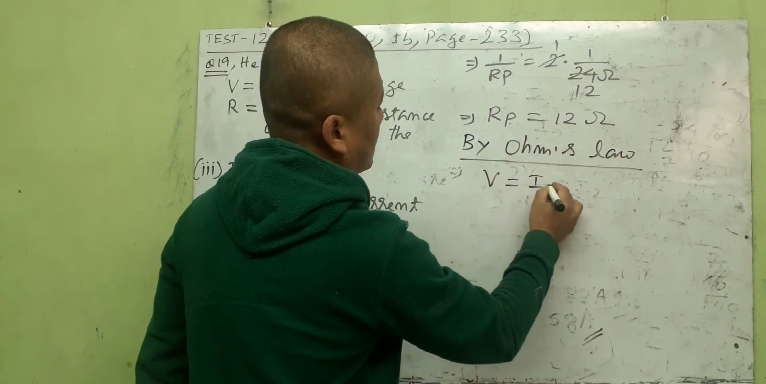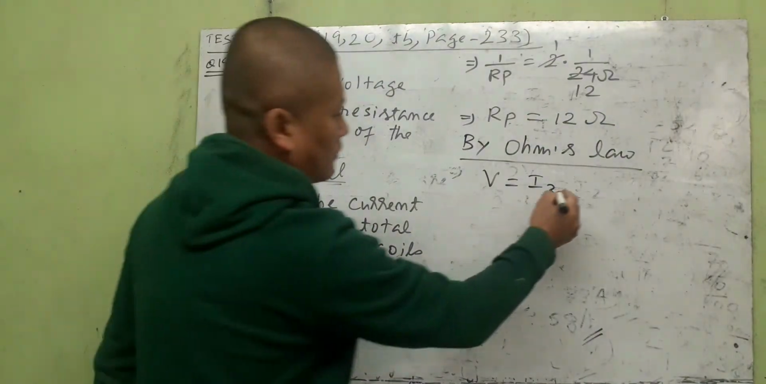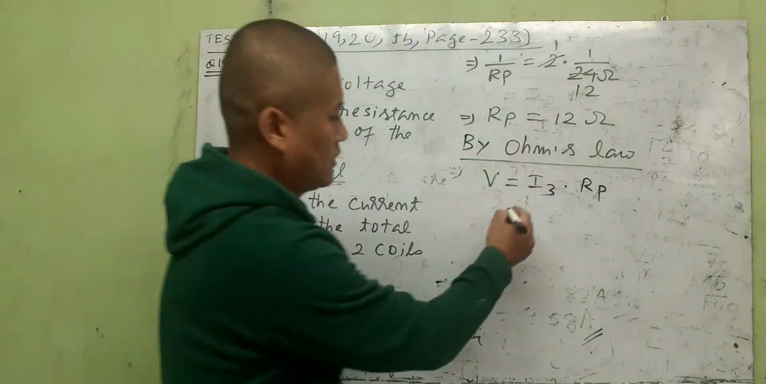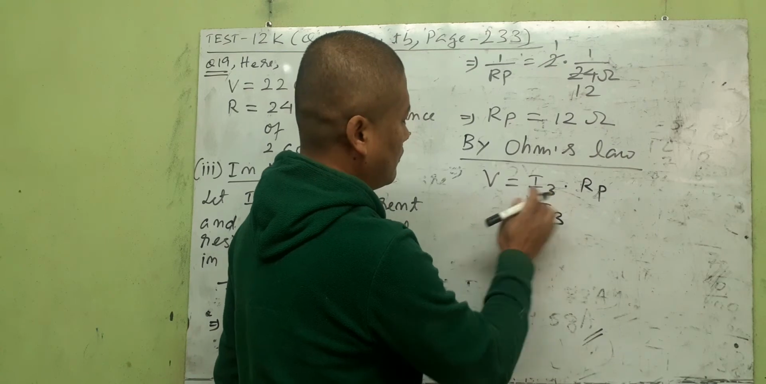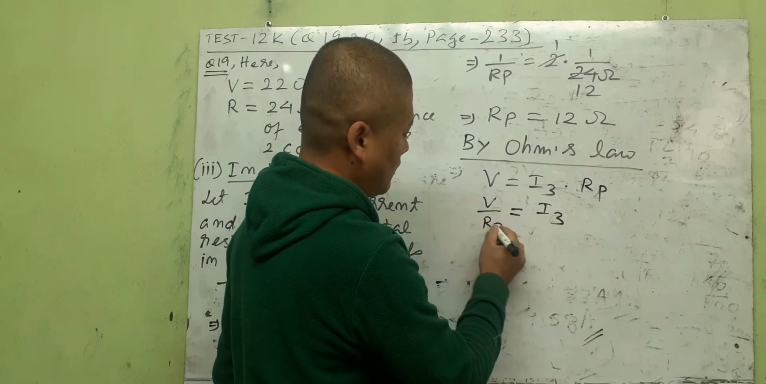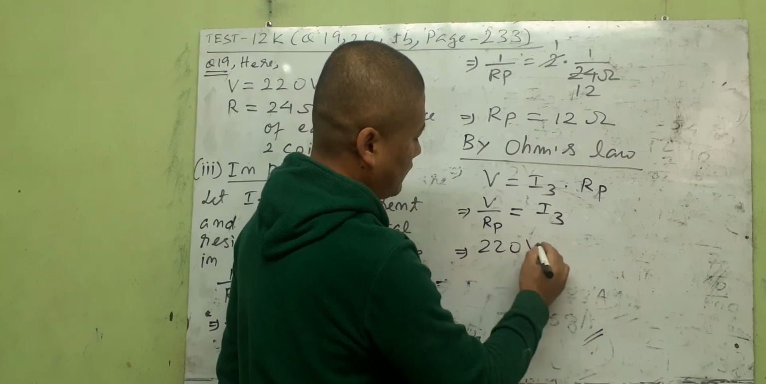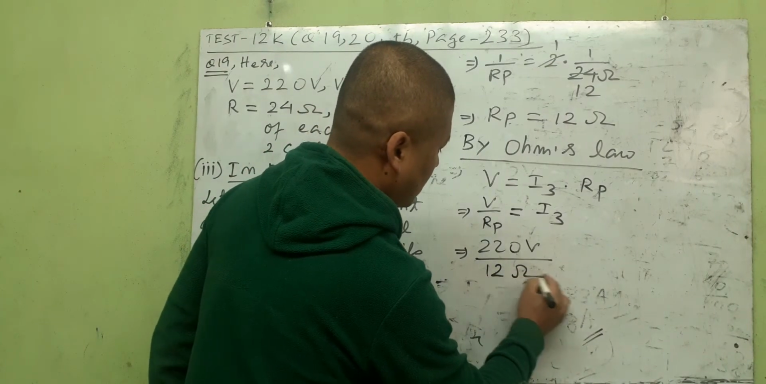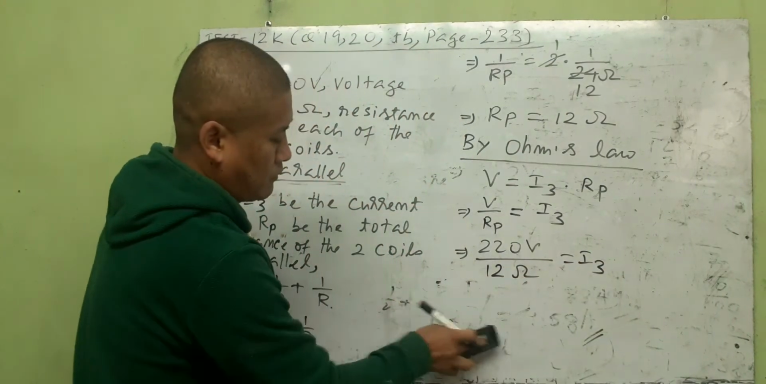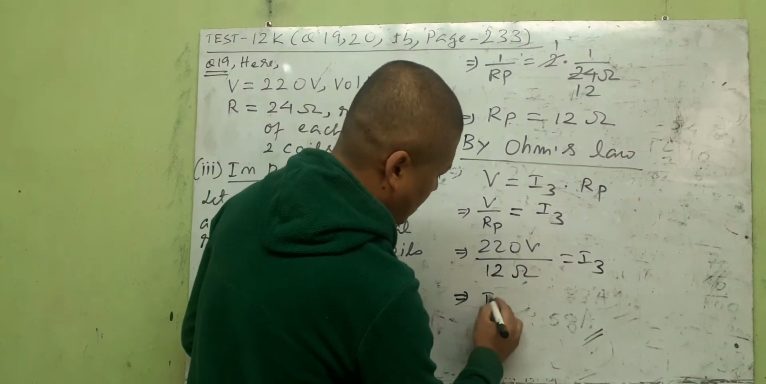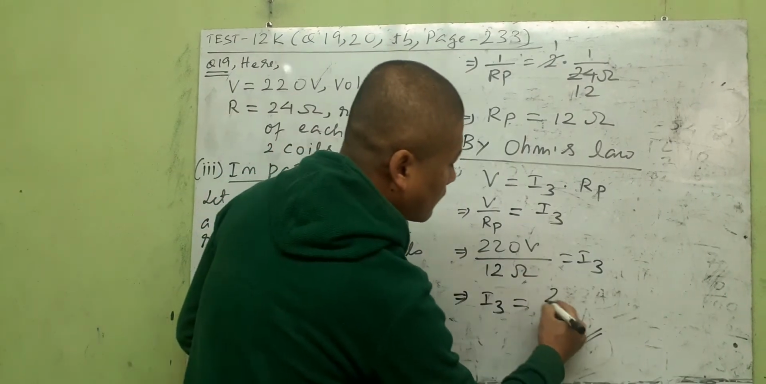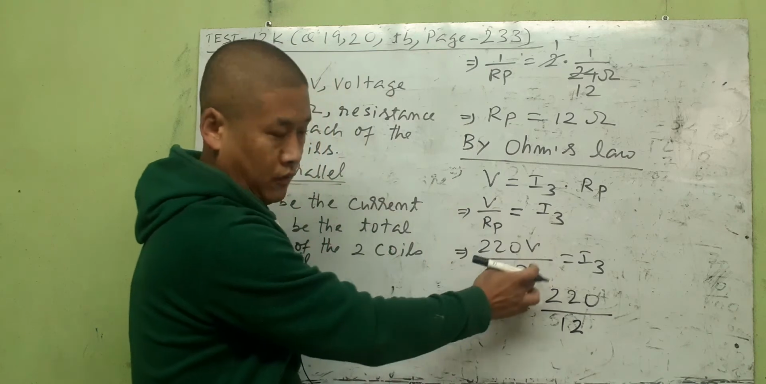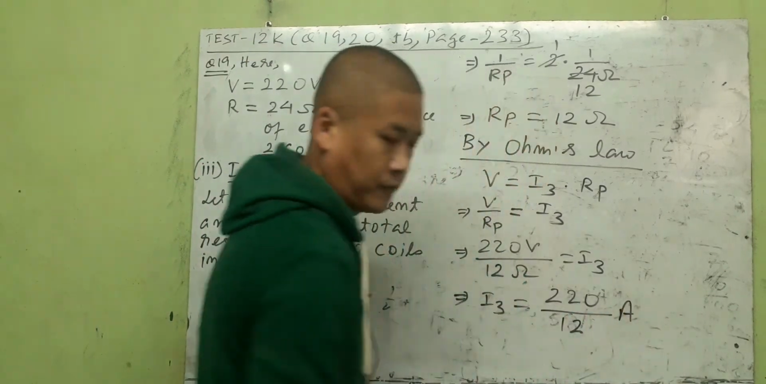V is equal to, in this case I is I3, as we can see here, into total resistance in parallel, so RP. Just a matter of writing here, I3 don't move, then V divided by this RP will come down. So here V is 220 volt by RP value here 12 ohms is equal to I3. So we may as well write, if you want more comfortable, I3 is equal to 220 divided by 12, and volt by ohms, SI unit of current, ampere.